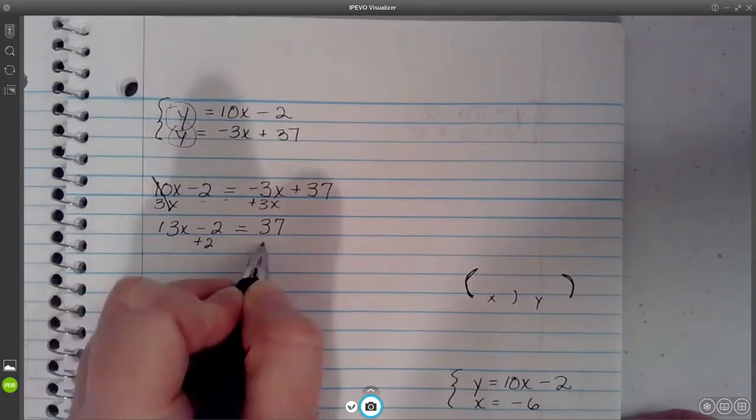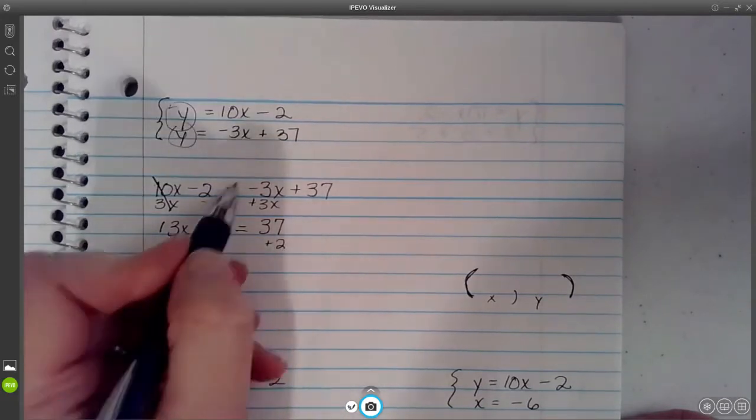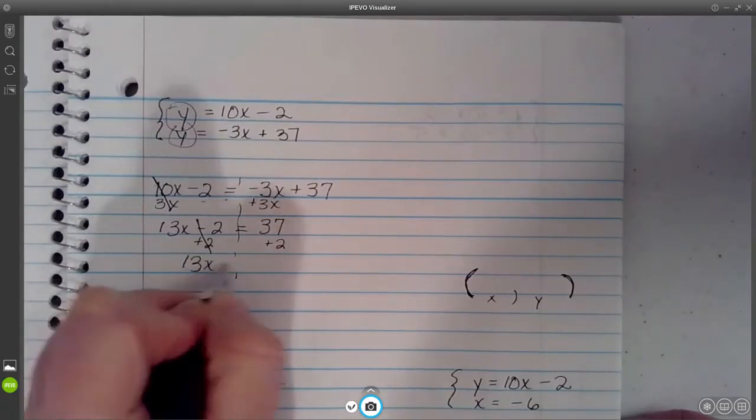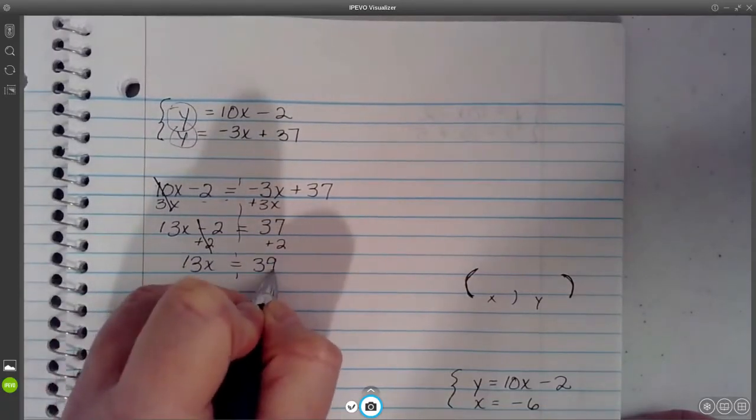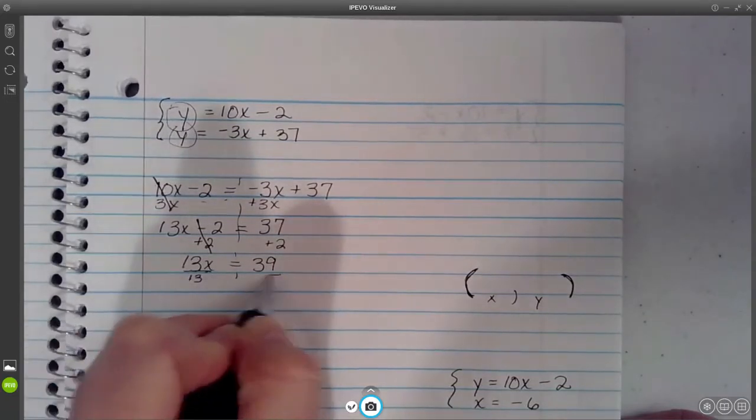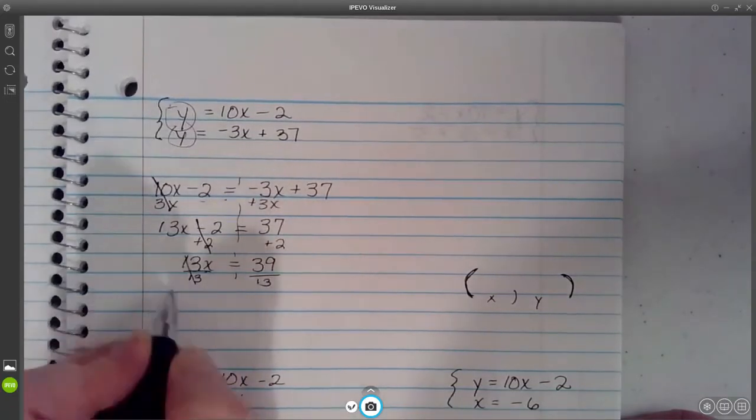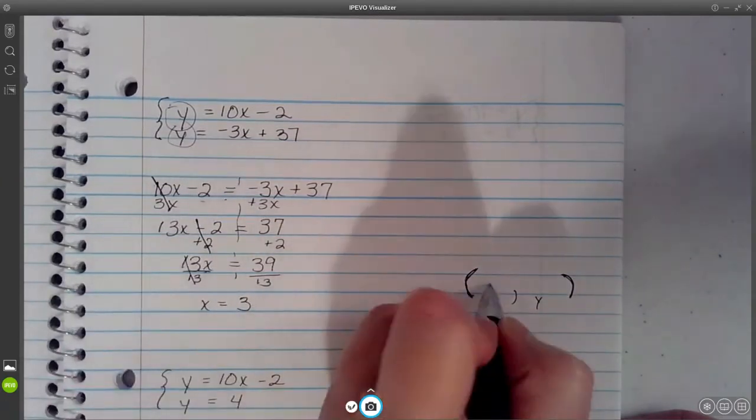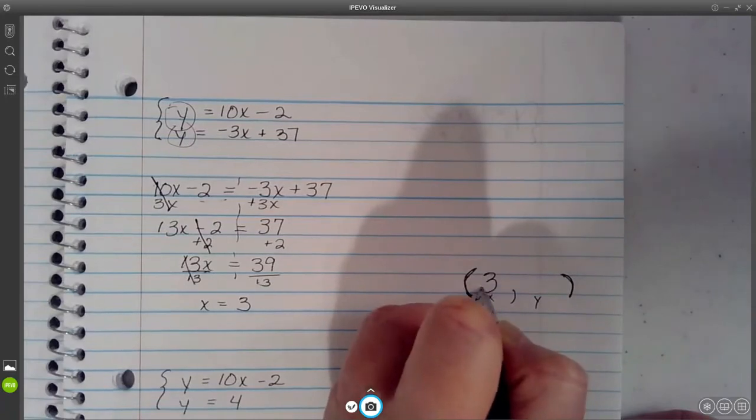The way I do that is plus 2 on both sides of the equal sign. That leaves me with 13x equals 39. And then the last step to getting x alone is to divide both sides by 13. That gives me x equals 3. So I have the first part of my answer, x equals 3.